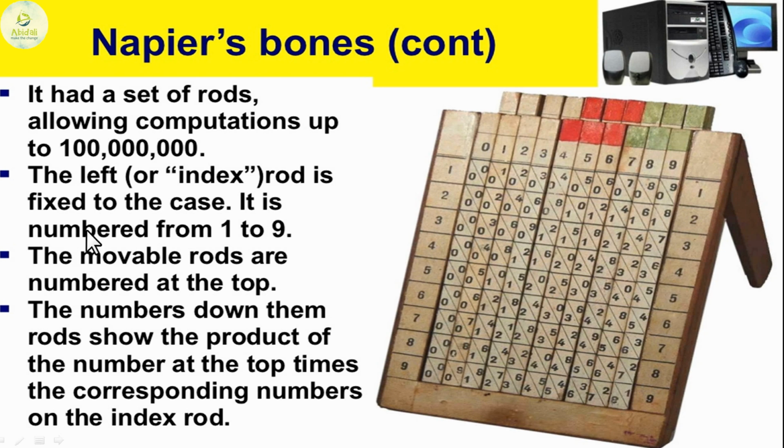Okay, they are numbered from 1 to 9. The movable rods are numbered at the top. These are the top values that are movable. The numbers down the rods show the product of the numbers at the top with the times.